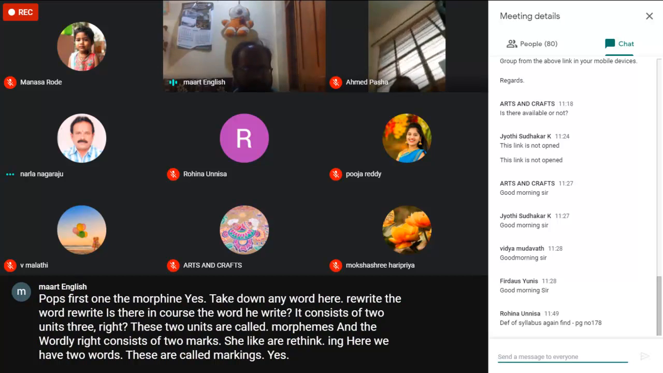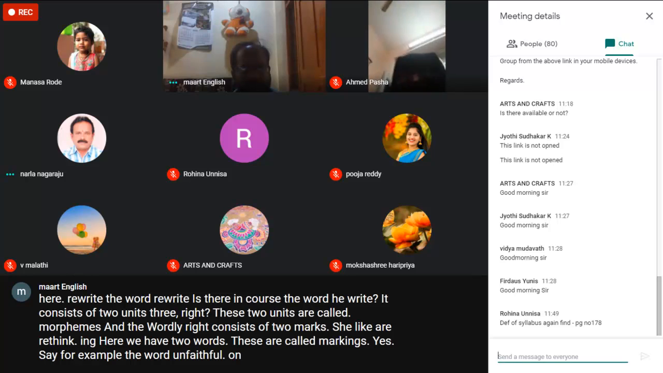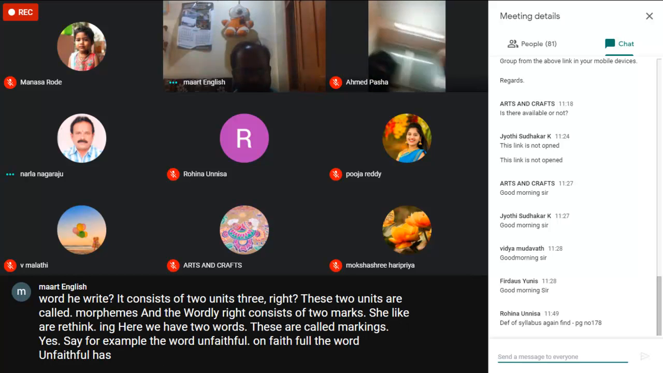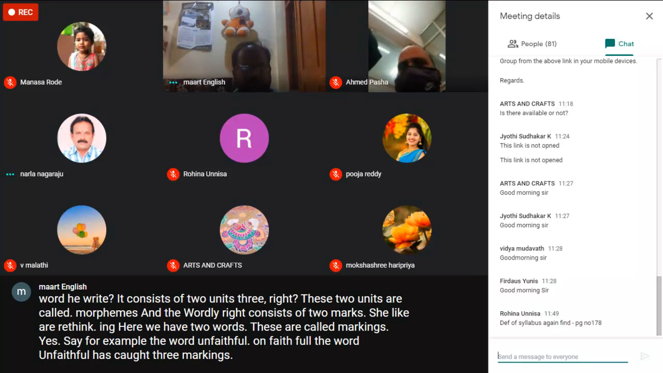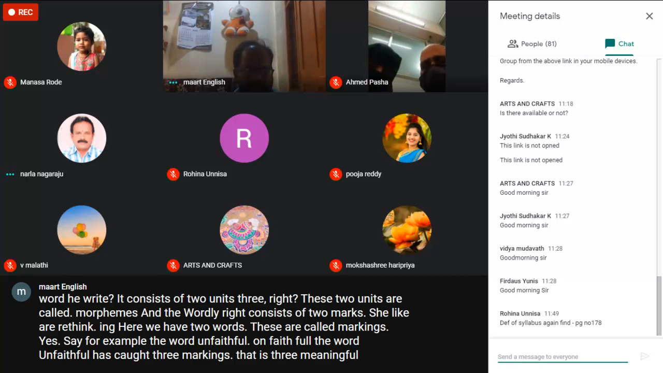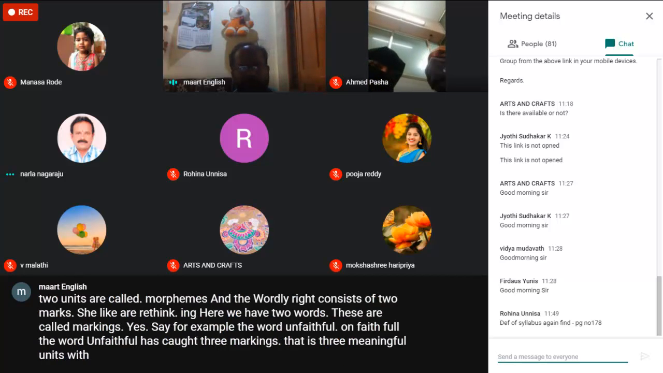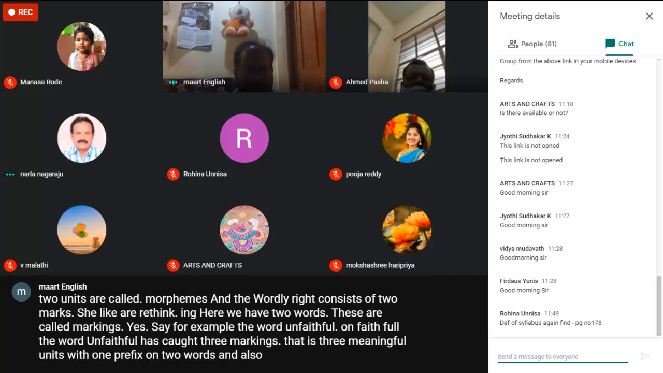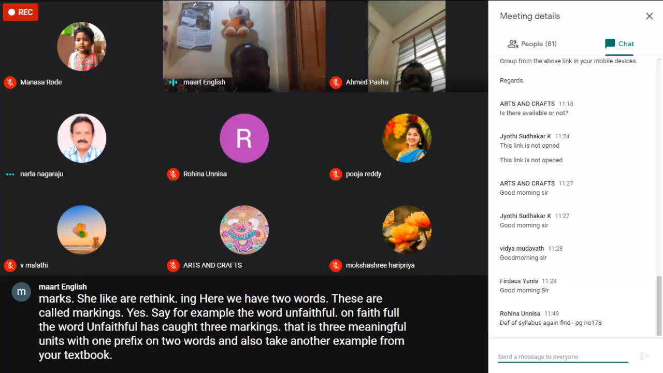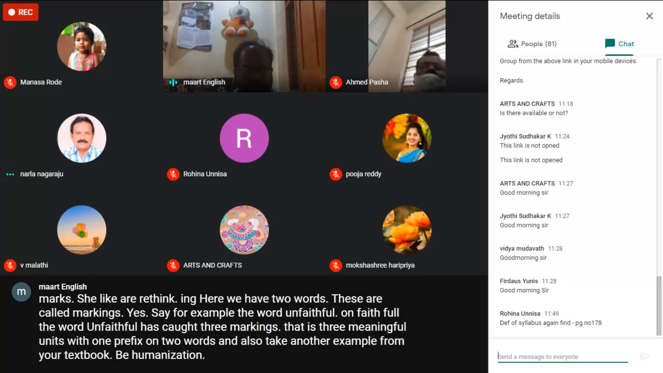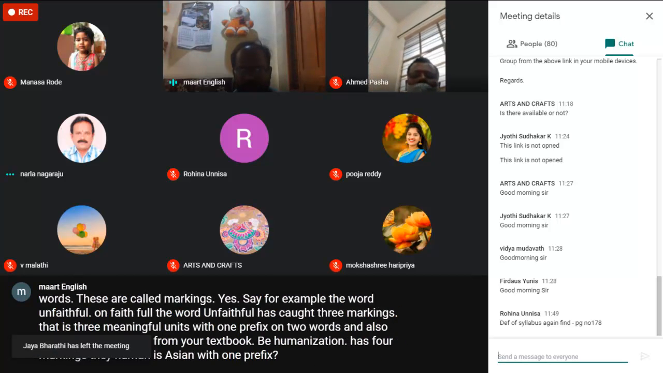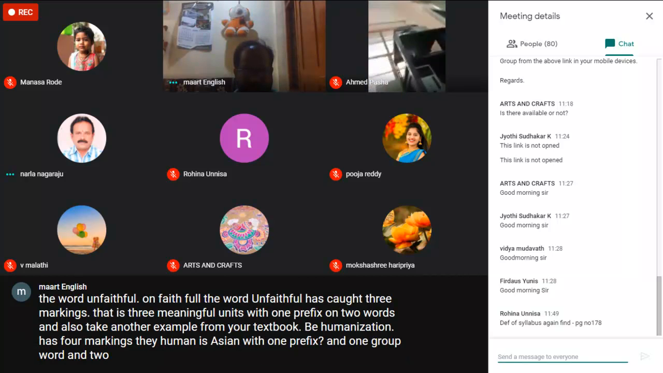So for example, the word unfaithful. The word unfaithful has got 3 morphemes. That is 3 meaningful units with 1 prefix and 2 words. I'll also take another example from your textbook. Dehumanization has 4 morphemes: de, human, iz, ation, with 1 prefix, 1 root word and 2 suffixes.